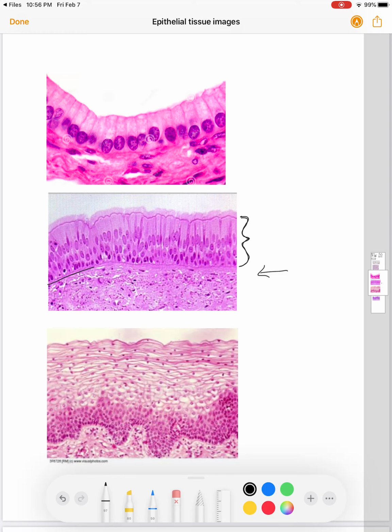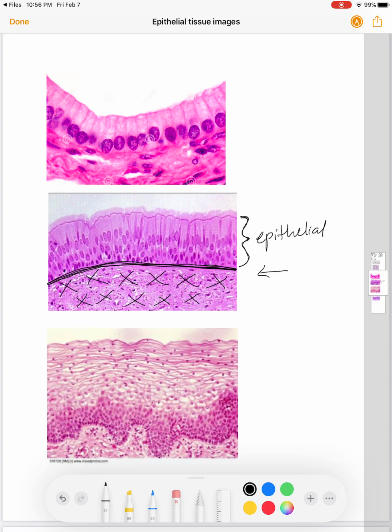Well, this line right here represents what's called the basement membrane. So that's where the connective tissue is going to start, underneath the epithelial tissue. So all of this down here is connective tissue. Okay. All of this up here, where I have that little bracket drawn, is epithelial tissue. All right, so again, this is the basement membrane.